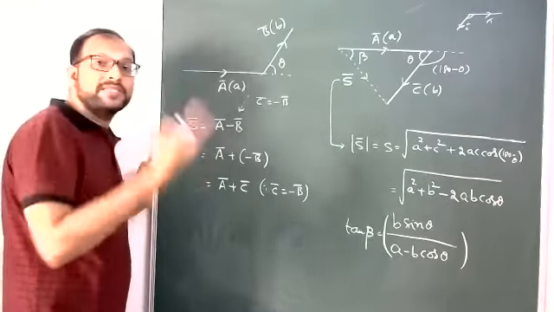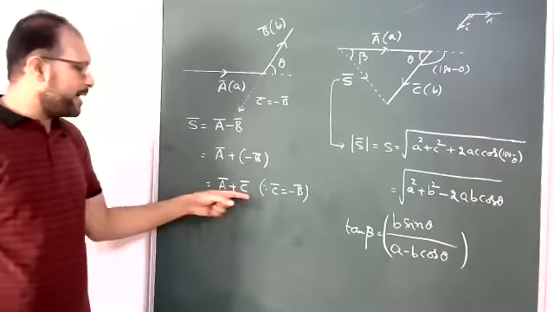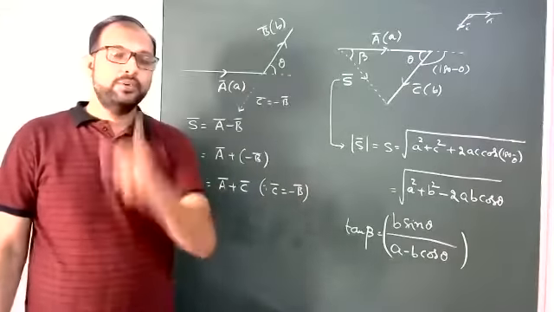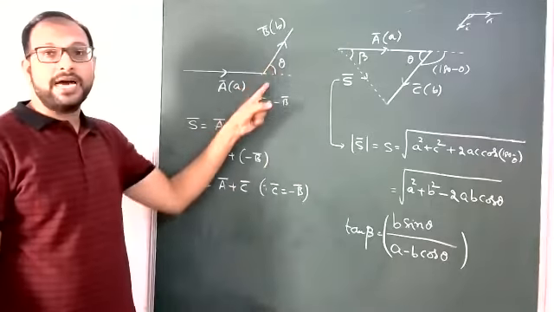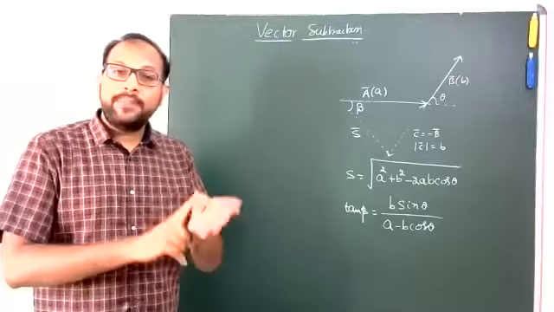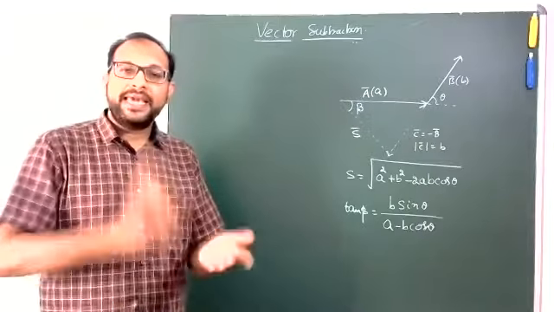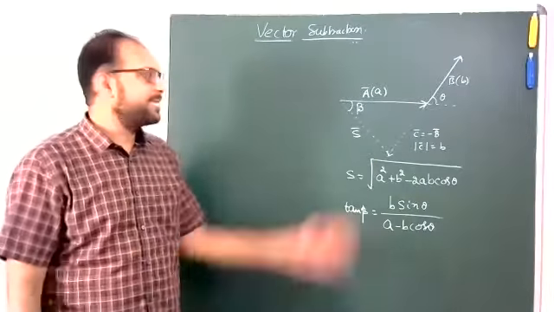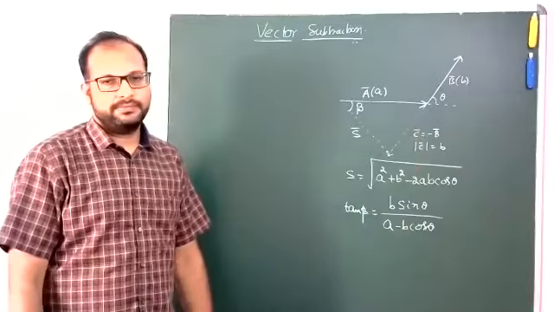Means A bar minus B bar. Very similar to A bar plus C bar, but first you need to find the negative of a vector. So A bar plus C bar is nothing but A bar minus B bar, because C bar equals minus B bar.